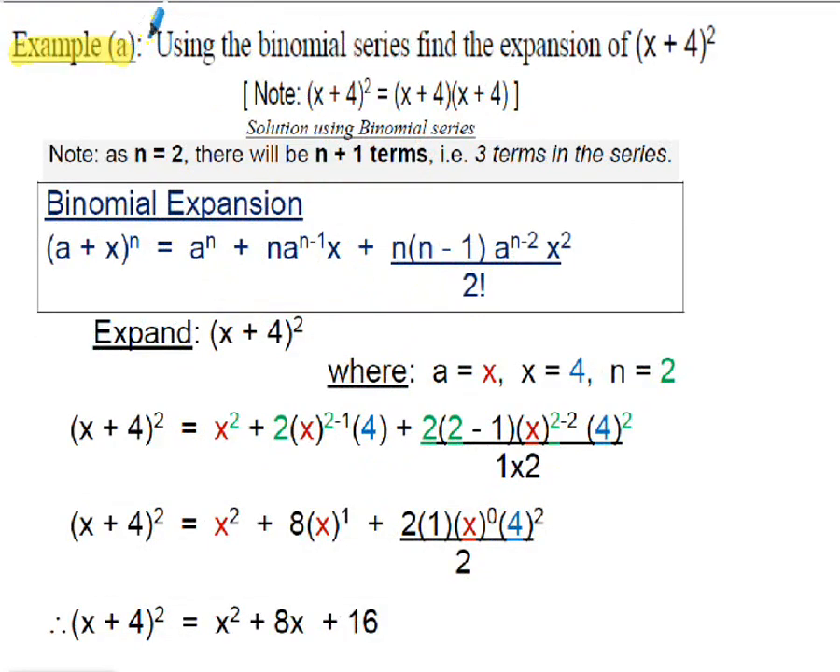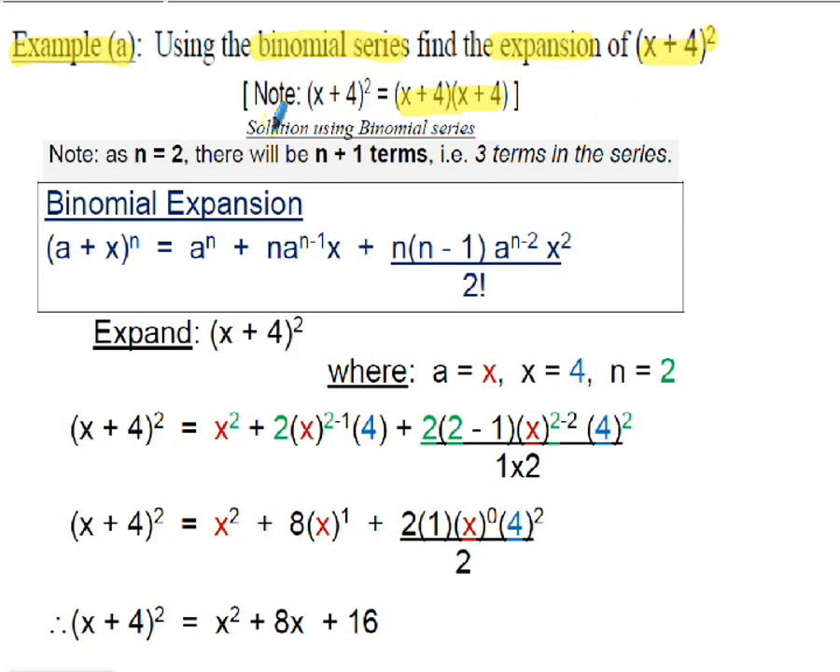Example A here, just showing us how to use the binomial series. It says, using the binomial series, we've got to find the expansion of x plus 4 squared. Now that's something we could do with our basic algebra, x plus 4 times x plus 4. We've all done those kinds of expansions before with your crab claw method or your smiley face method. But we're going to use the binomial expansion.